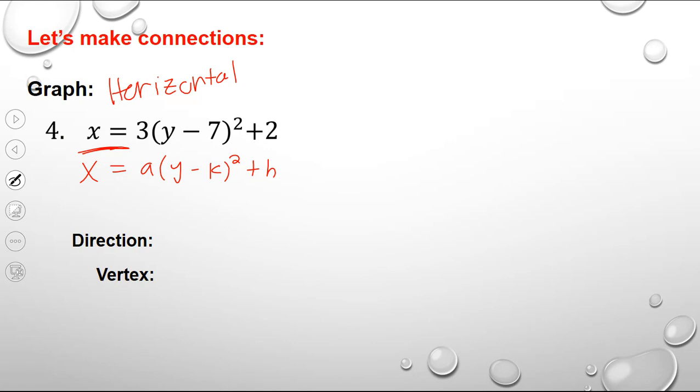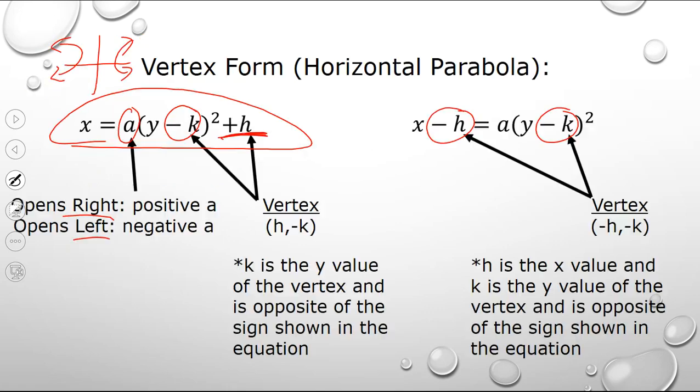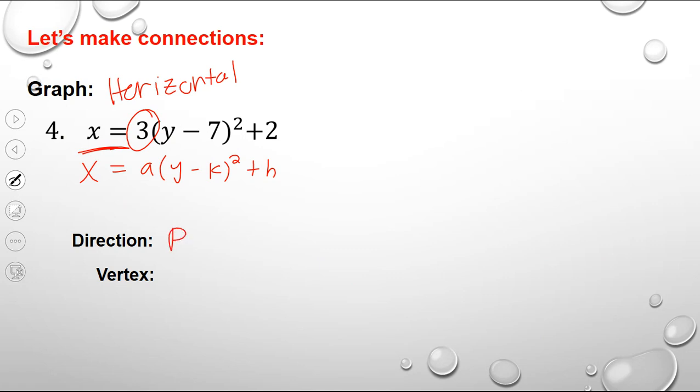So association, what is a? A is 3. Now, I don't care that it's 3, I just care if it's positive or negative. If it's a positive 3, and remember, if it's a positive a, it opens to the right. So we're going to open to the right of the parabola.